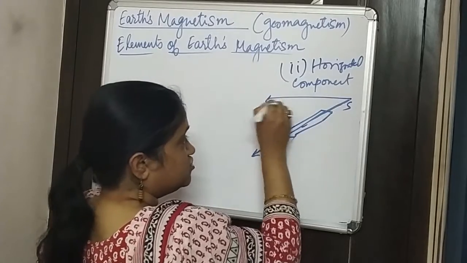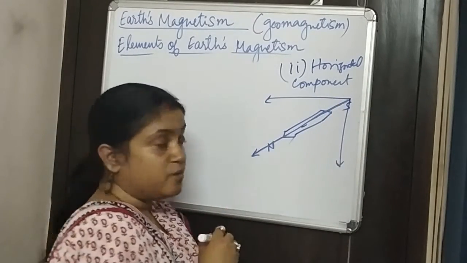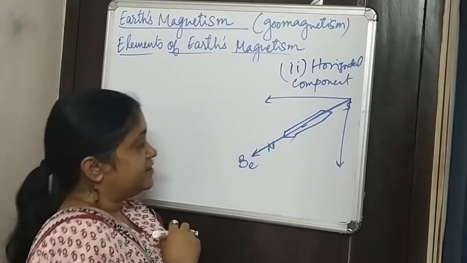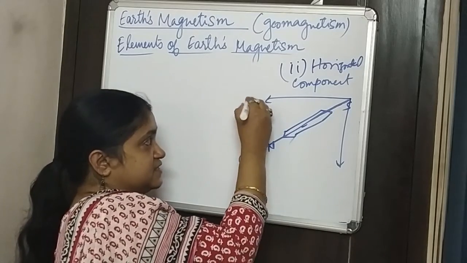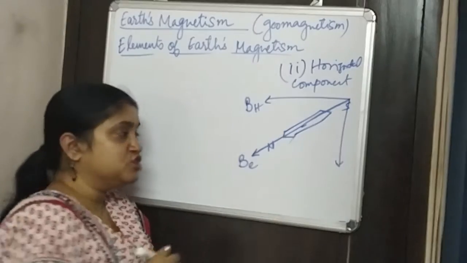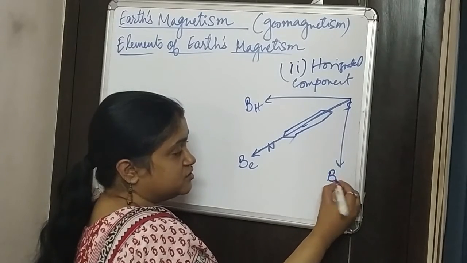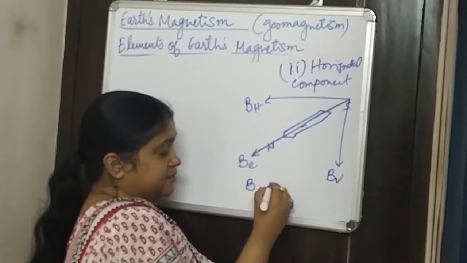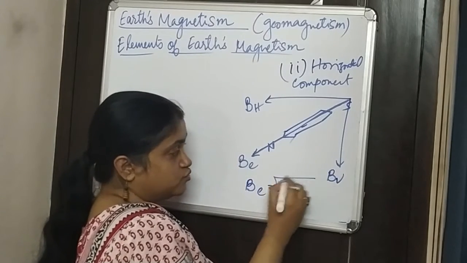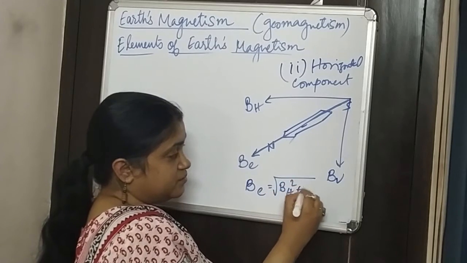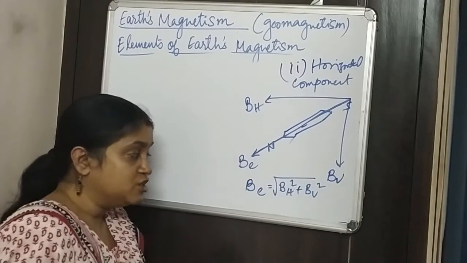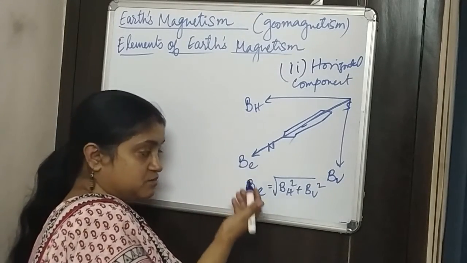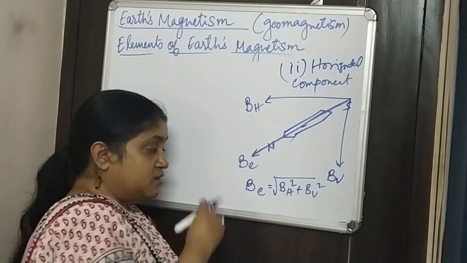One is the horizontal component, one is the vertical component. So if this is the Earth's magnetic field BE direction, then I can say this is the horizontal component BH, and this is the vertical component, BV. Then we can tell that BE is equal to the root of BH square plus BV square, right? So using the vector law, we can calculate the total. This is the total Earth's magnetic field.